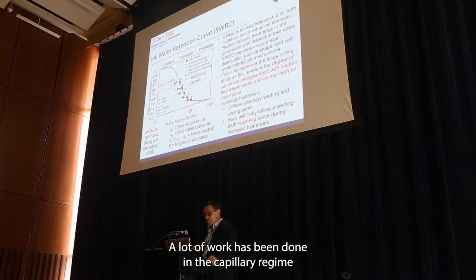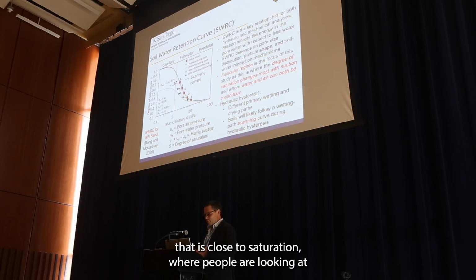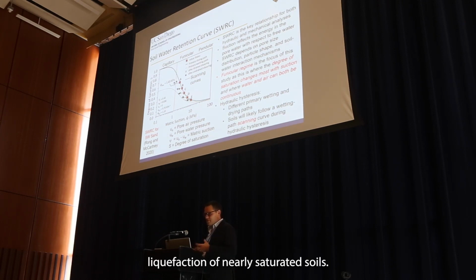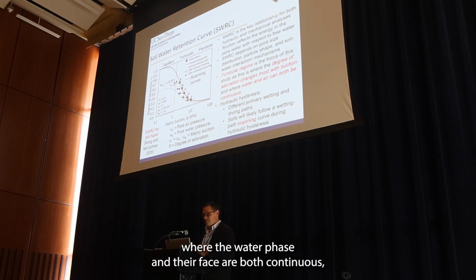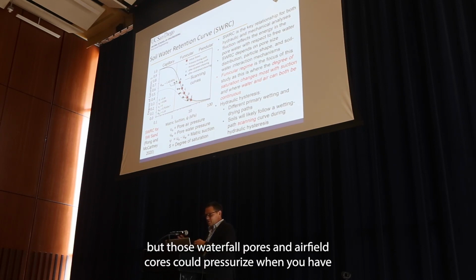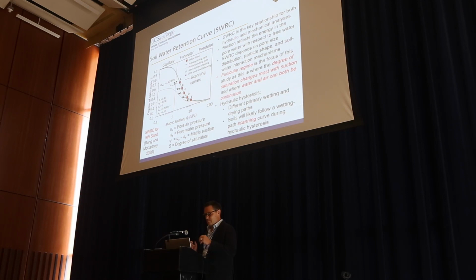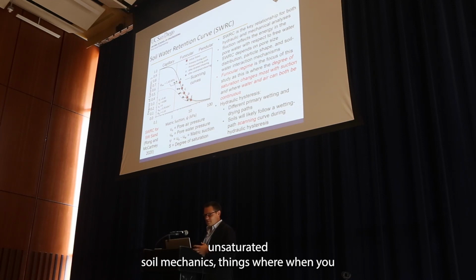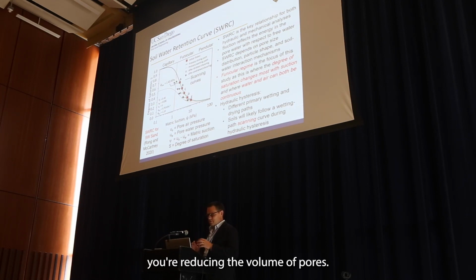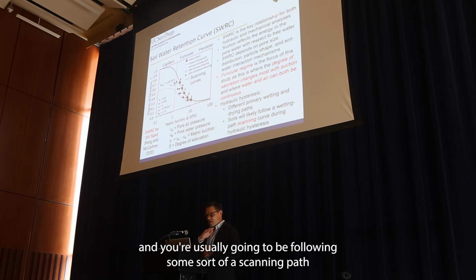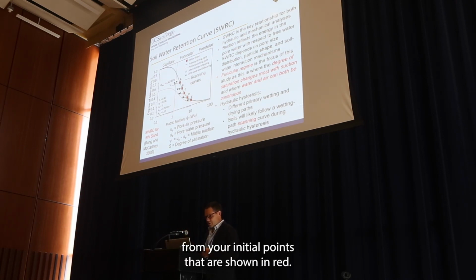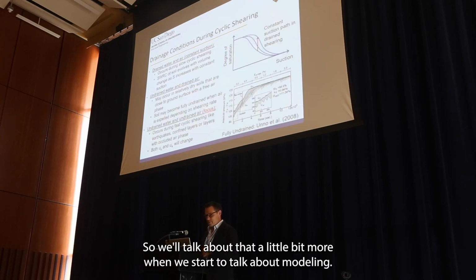A lot of work has been done in the capillary regime that is close to saturation, where people were looking at liquefaction of nearly saturated soils. So we're looking at a little bit drier, where the water phase and the air phase are both continuous. But those water-filled pores and air-filled pores could pressurize when you have the collapse of voids during shearing. There's also some complicated unsaturated soil mechanics things where when you contract the voids, you're reducing the volume of pores, so the degree of saturation goes up, and you're usually going to be following some sort of a scanning path from your initial points that are shown in red. So we'll talk about that a little bit more when we start to talk about the modeling.